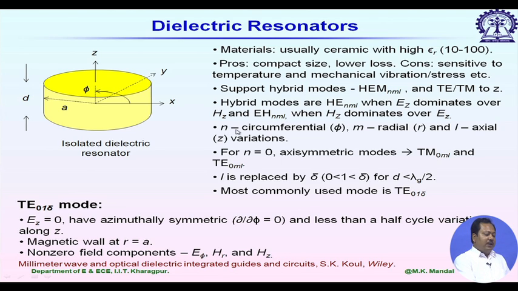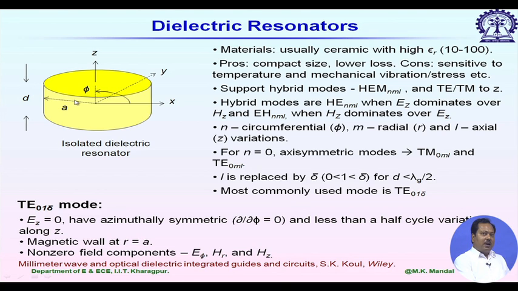Now, how do we fix the mode designation? N represents the number of extrema, maxima or minima, along the circumference, so the phi direction. M denotes the number of extrema along the radius, and L denotes along the axis. So, if n equals 0, that means there is no extrema along phi, or no variation along phi. We will call this mode an axisymmetric mode, for example TM 0 ml mode or TE 0 ml mode.